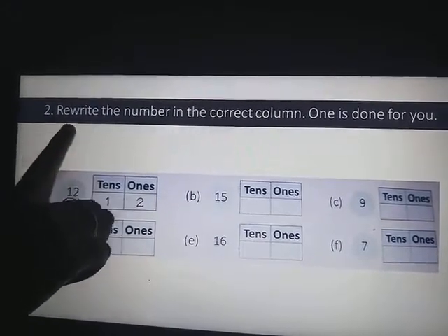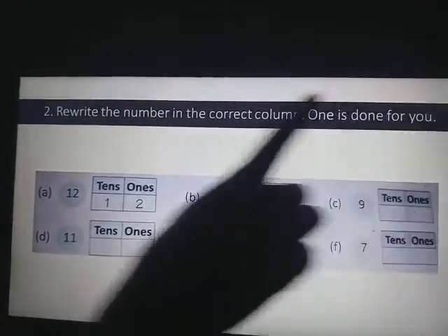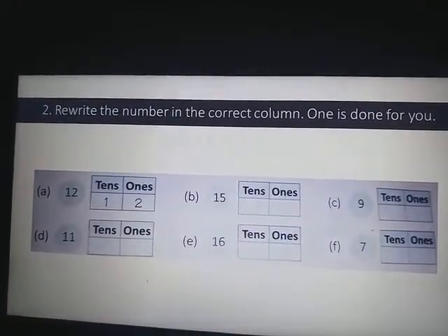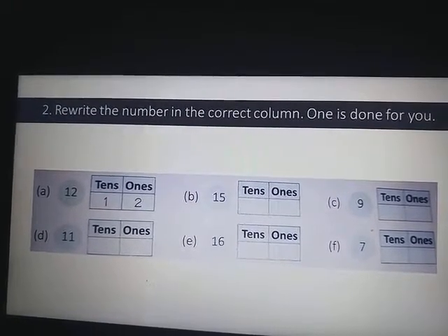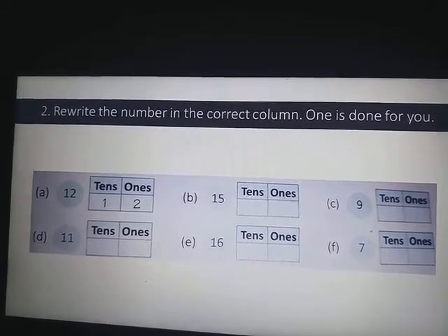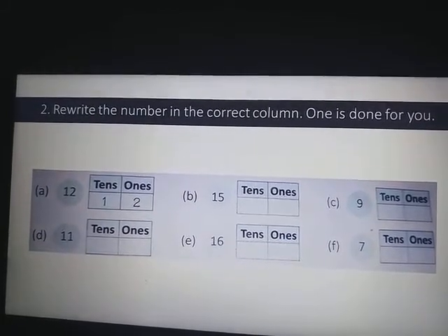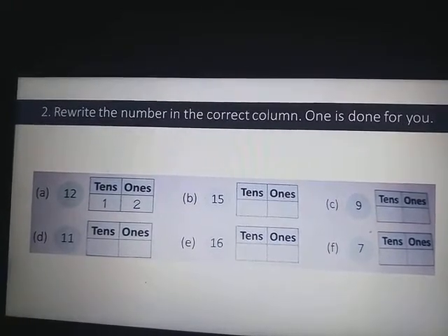Rewrite the number in the correct column. One is done for you. Tens and ones. You have learnt, no? Tens and ones. 10 means a ten, and 1 for one number. Okay, so 12 is 10 plus 2. We have learned, no?